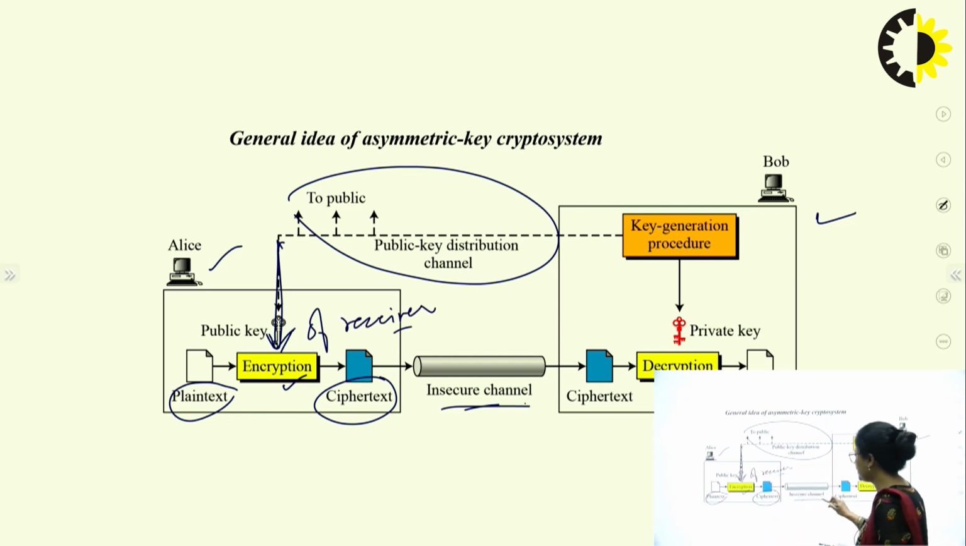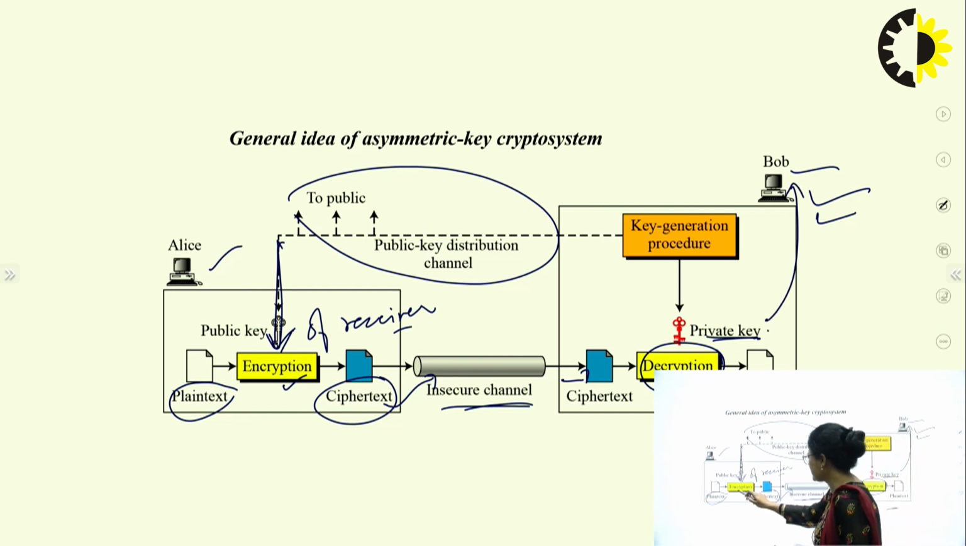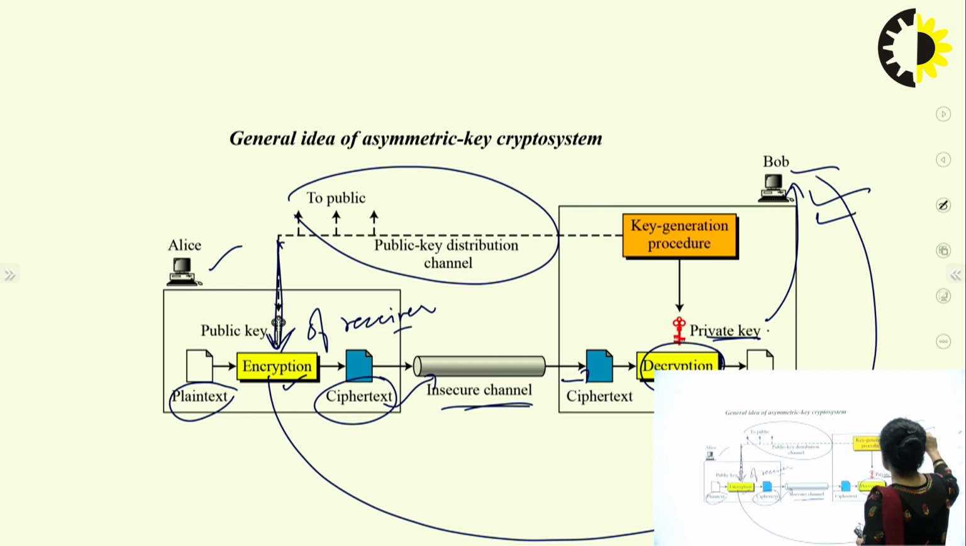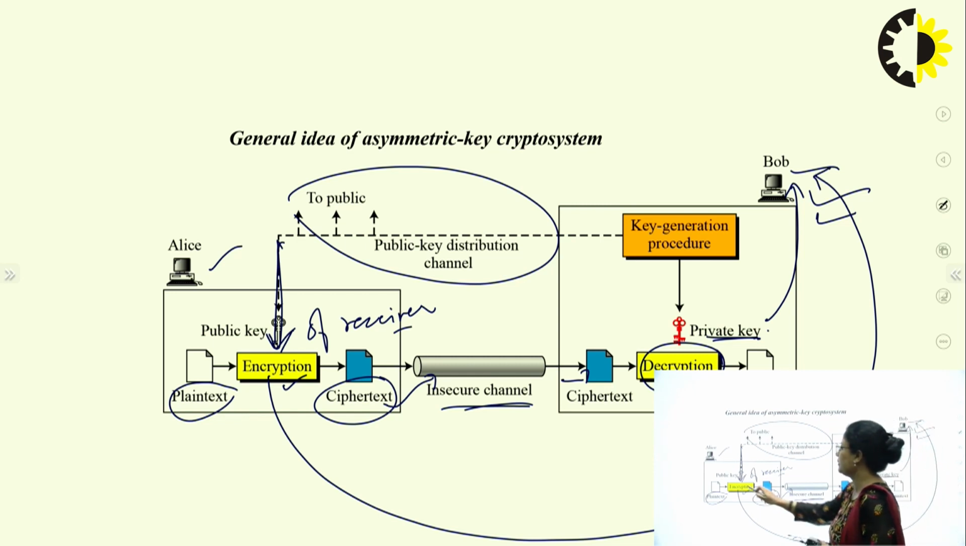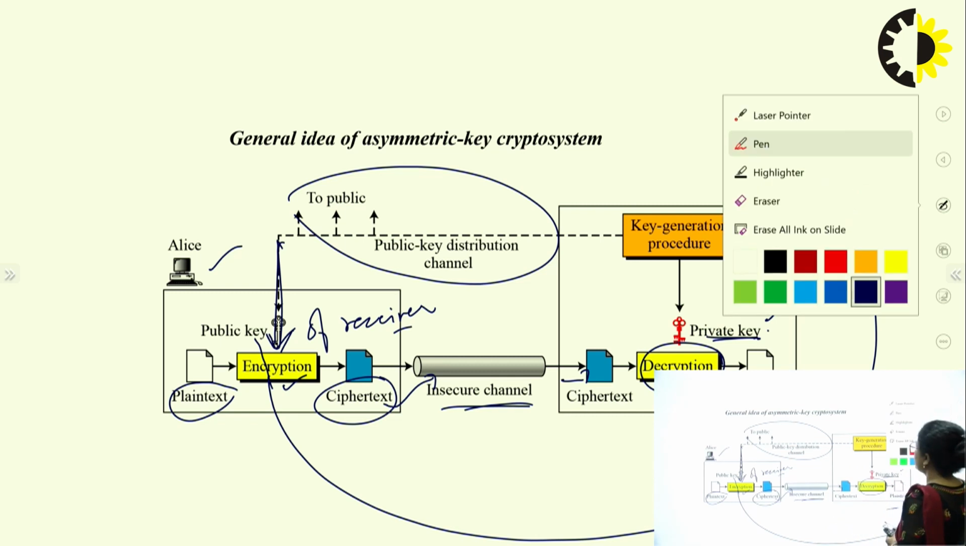Over the network, what will be transmitted? The ciphertext will be transmitted. At the receiver's end, the ciphertext will be taken, it will be decrypted, and here what will be used? The private key of the receiver. The private key of the receiver is used at the receiver's end, and in encryption, the public key of the receiver is being used.